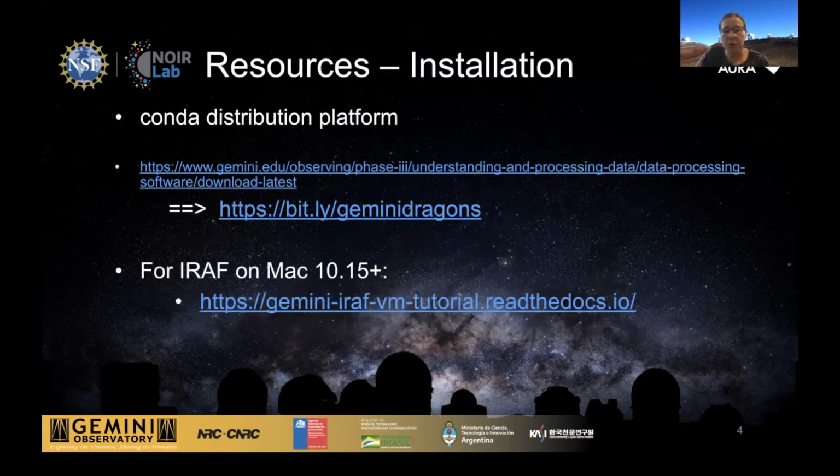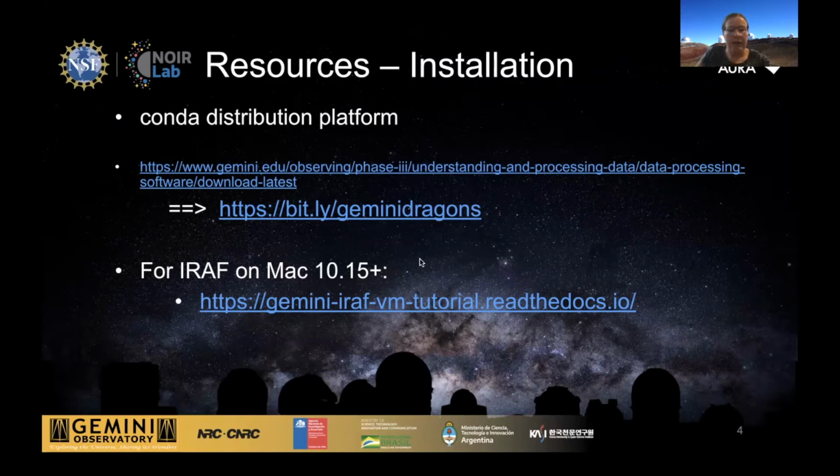So some resources. First, the installation. We are using Conda to install and distribute Gemini Dragons. So you can install it in a normal Conda environment. All the instructions are on the Gemini webpage. The URL is very, very, very long. So I created a bit.ly for you, bit.ly Gemini Dragons. It will take you to this page.